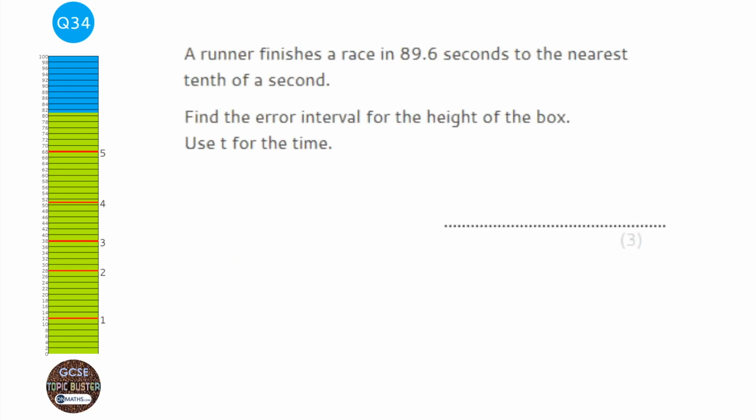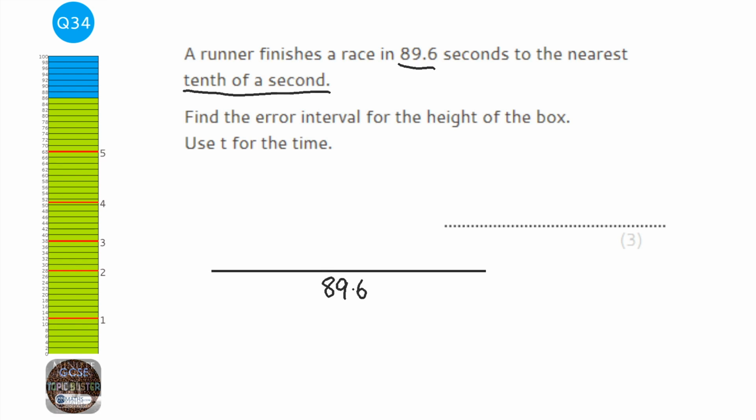Okay, so to do this question, I'm going to start off with a number line. And I'm going to put the number given to us in the question in the middle. So 89.6. Now it says it's the nearest tenth of a second. So what I want to do on the left hand side is put the next number down. So what could it have rounded to if it was slightly less? Well, the next one down would have been 89.5.